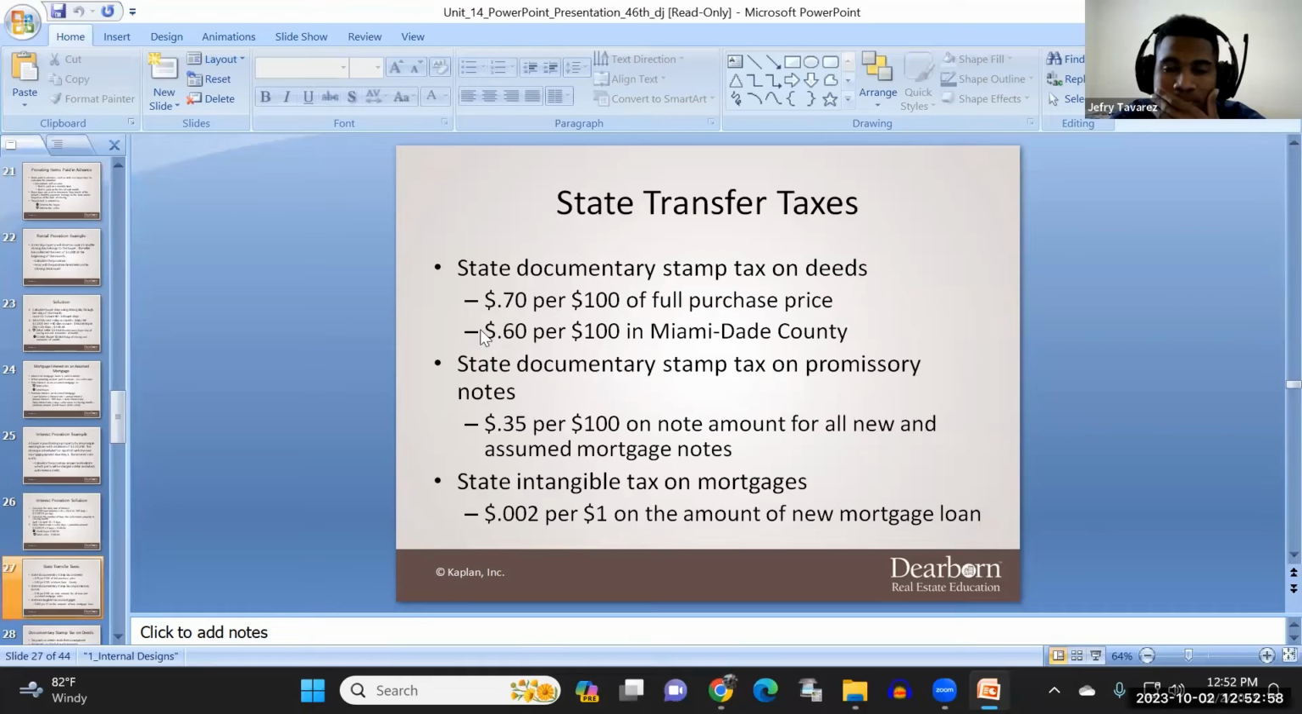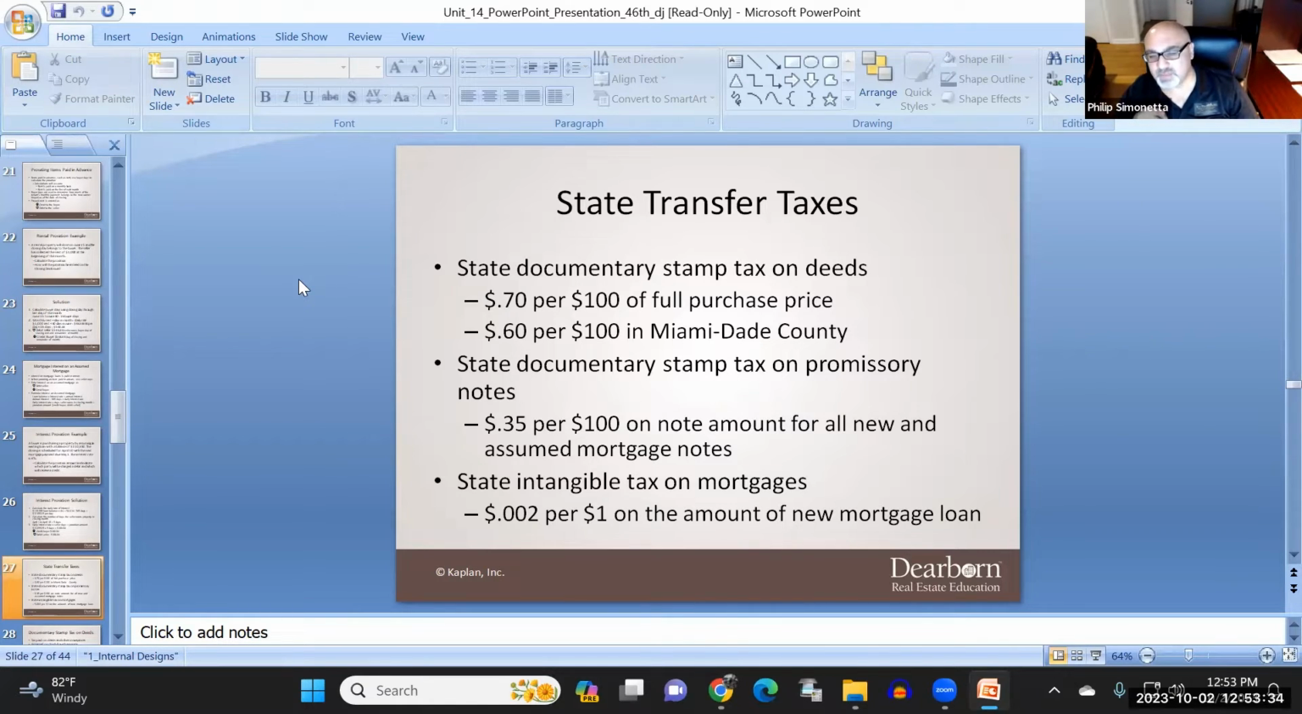All right. Now we're going to talk about state transfer taxes. Okay. There's state documentary stamps on tax deeds. It's 70 cents per $100 of full purchase price. And for some reason, only in Miami-Dade County, it's 60 cents. You got to remember that in case it says it's Miami-Dade. If it's anywhere else, it's 70. If it's Miami-Dade, it's 60. Okay. That's your state doc stamps.